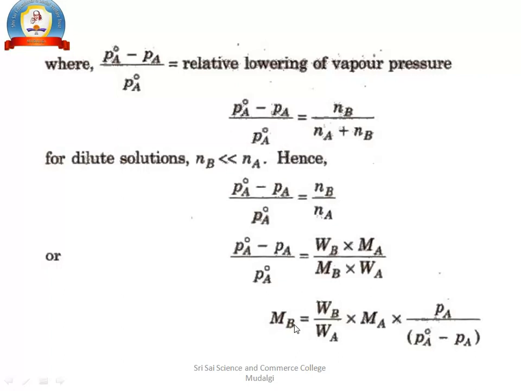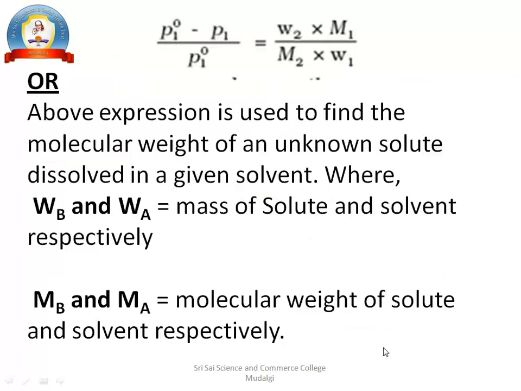So if I take 1 and 2 as values, M2 is equal to W2 divided by W1 into M2 into Pa divided by P naught A minus Pa. So this is an important formula for calculating what? Molecular mass of solute, right?